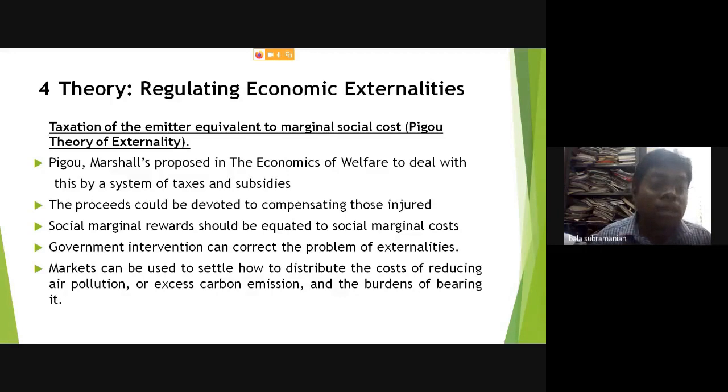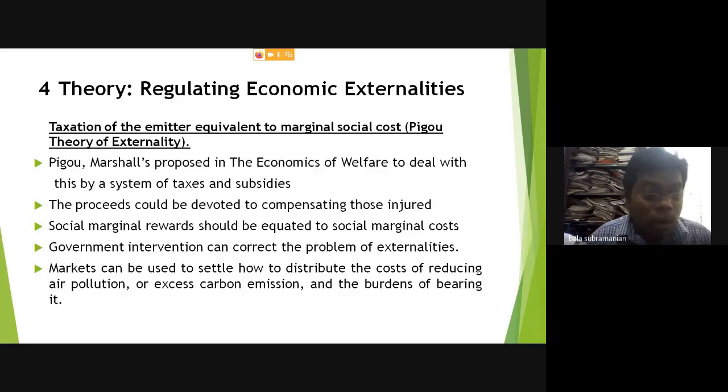So here the first theory I'm talking about is regulating economic externality. Climate change is a global market failure. There is externality, as you people know very well. My consumption or my production has an impact on your welfare in terms of cost. It may affect your welfare, it may affect your research.